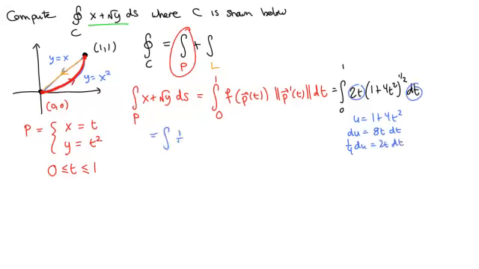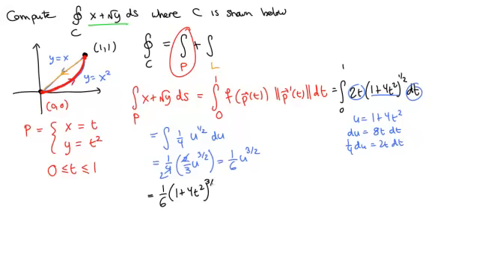2t dt will be replaced with 1/4 du. This expression becomes u to the 1/2 power, and so if we integrate that, we'll have 1/4 times u to the 3/2 power times 2/3, which gets us a grand total of 1/6 u to the 3/2 power. If we back substitute, that's 1/6 times 1 plus 4t squared, to the 3/2 power. This is evaluated from 0 to 1.